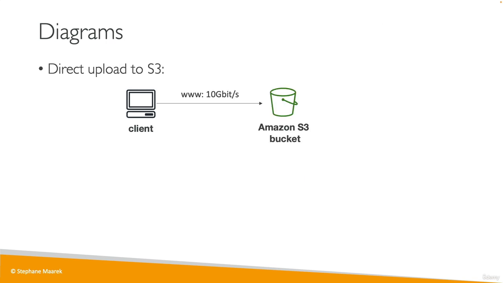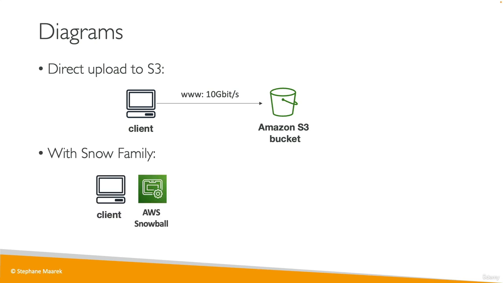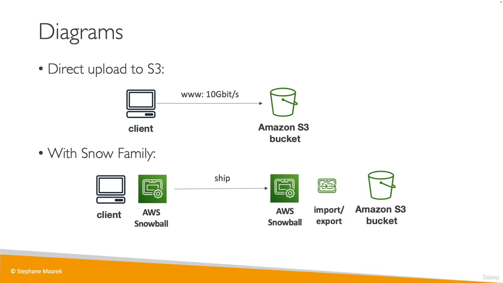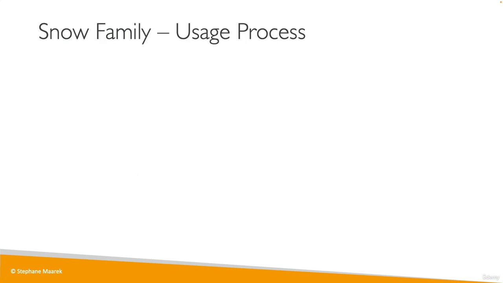So how does that work? Well, this is a direct upload from our client directly into Amazon S3. But with the Snow family, we order a Snowball or a Snow Cone device. It gets delivered to us. Then we load the data onto it. We ship it back to AWS. And AWS is going to import it directly into your Amazon S3 bucket. So this is an offline data transfer.